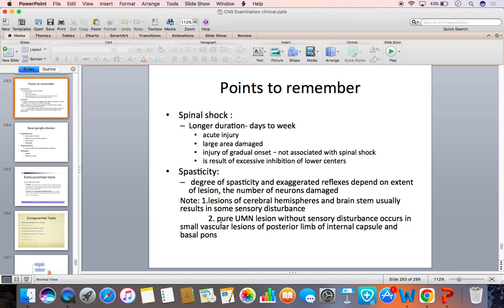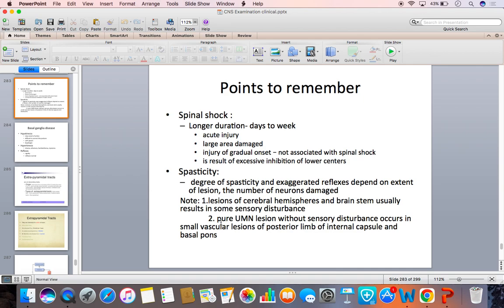It is a result of excessive inhibition of lower centers. That is responsible for spinal shock. Because naturally higher centers have the inhibitory role over the lower centers. Otherwise, the lower centers work according to their own will. So always lower centers are kept under control by the higher centers. This is the release phenomena which manifests as hypertonia and hyperreflexia in upper motor neuron lesions.